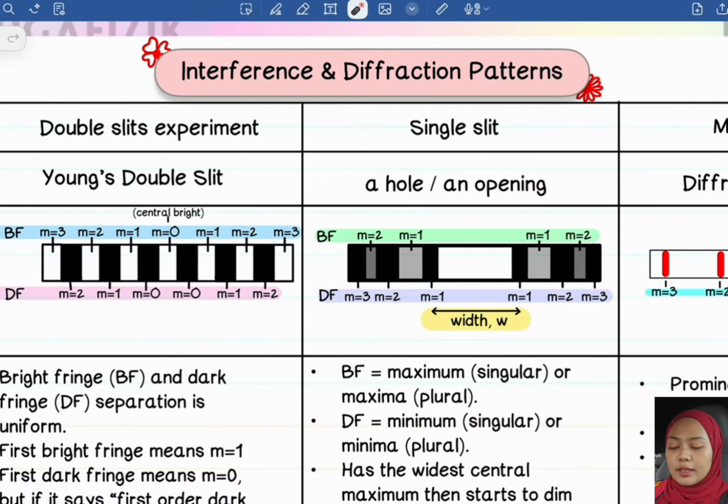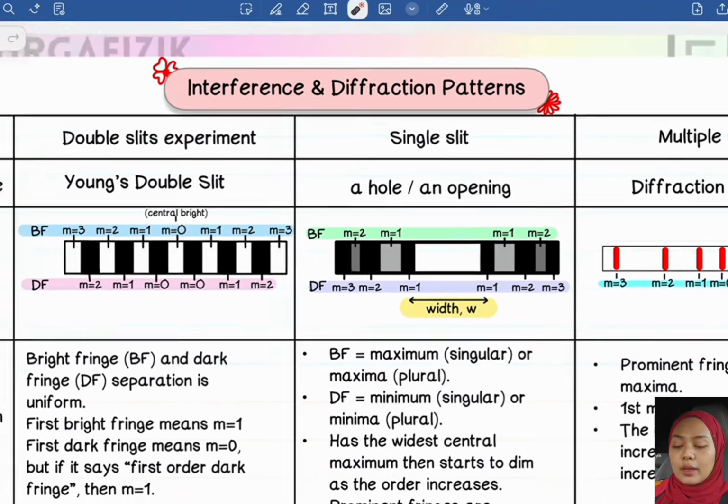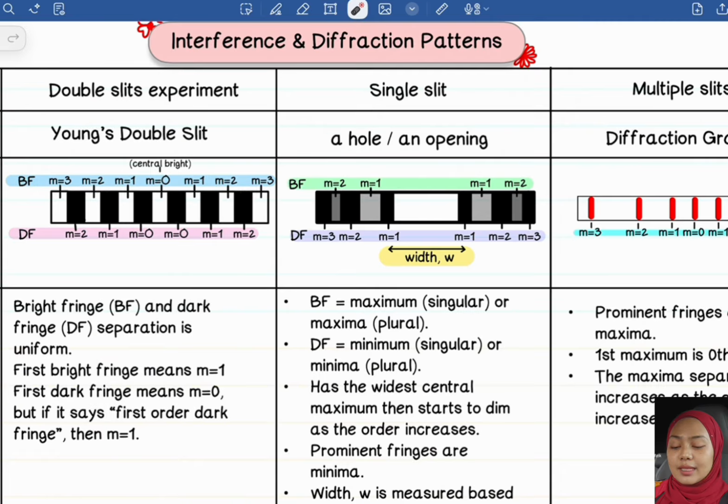In this video, we're going to learn about interference and also diffraction patterns. Interference is mostly for the Young's double slit. Diffraction pattern is for single slit and also multiple slit. The reason why I put them side by side is because the three of them have patterns, but only for double slit do we call it interference.